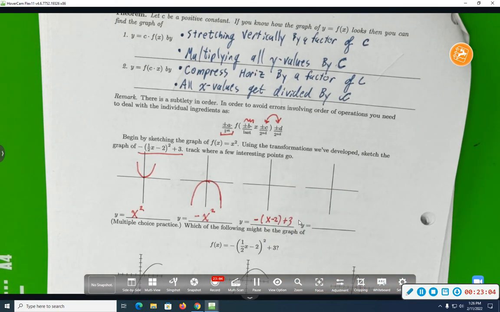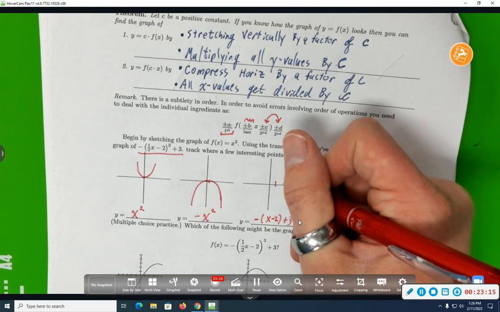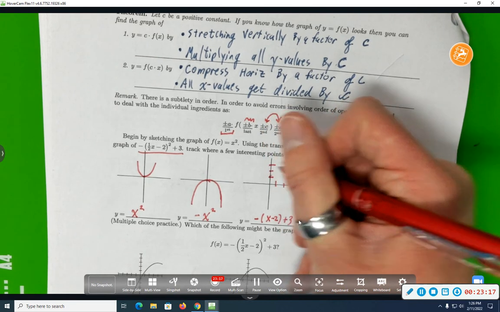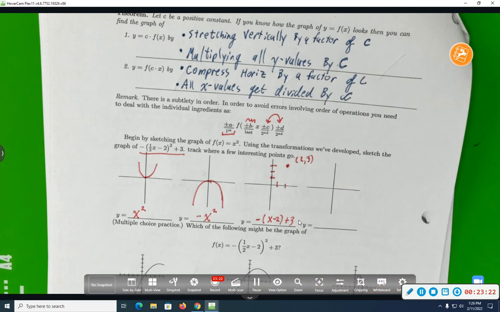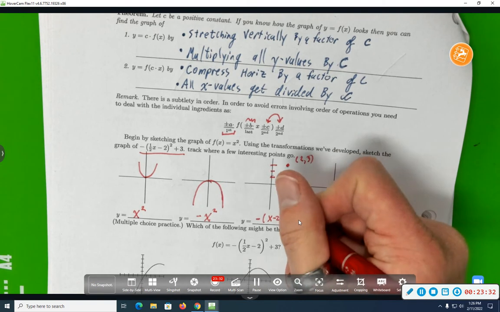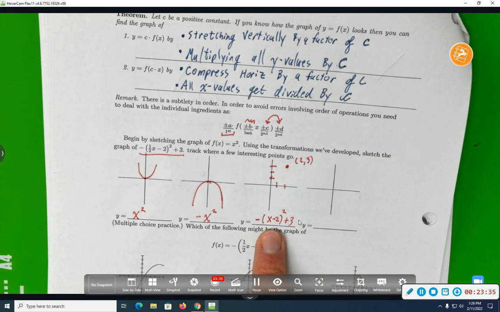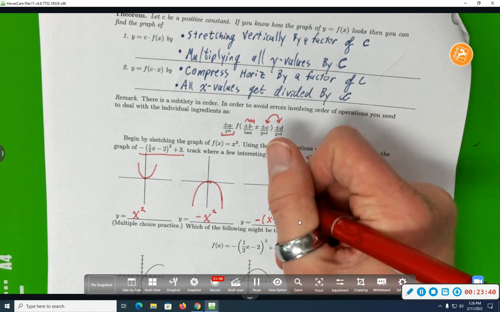So that will shift me how much in what direction? 2 to the right. Yeah, okay, you're good. 2 to the right, 3 up. So this turning point, the vertex we'll call it, is at the point (2, 3). And even though this isn't the final graph, maybe I'll make sure to have the right y-intercept. So to find the y-intercept, plug in 0, oh, I lost the square. Negative 2 squared, so that's 4, negative 4 plus 3. So the y-intercept is negative 1.